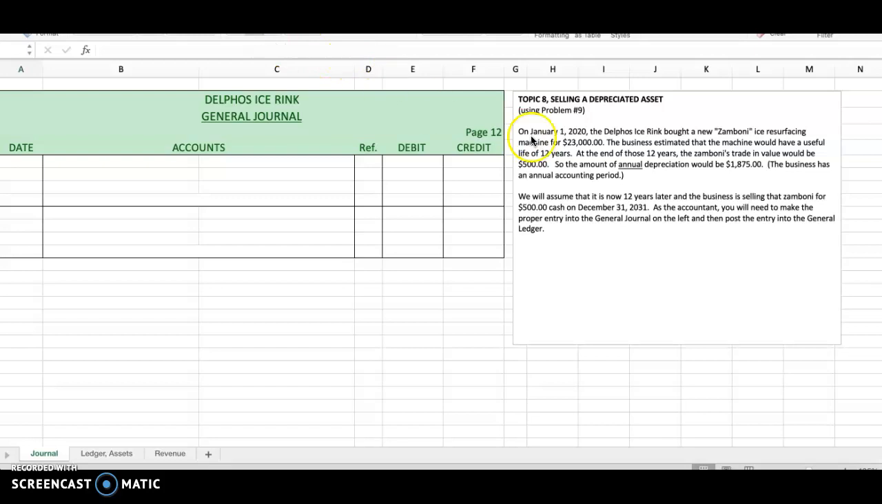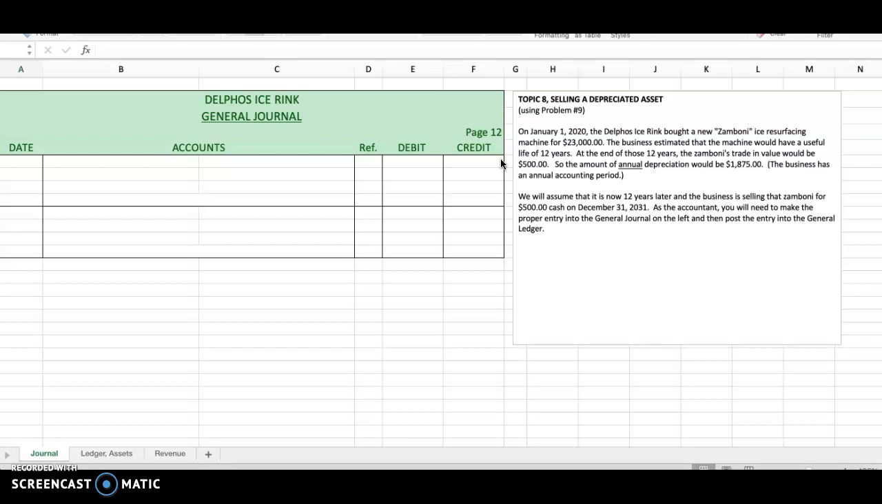On the right, you see that on January 1, 2020, Delphus Ice Rink bought a new Zamboni. And the purchase was for $23,000, and we determined that the ice resurfacing machine would have a useful life of 12 years. And we assumed at the end of those 12 years there would be some trade-in value, and we made an educated guess that that value would be $500.